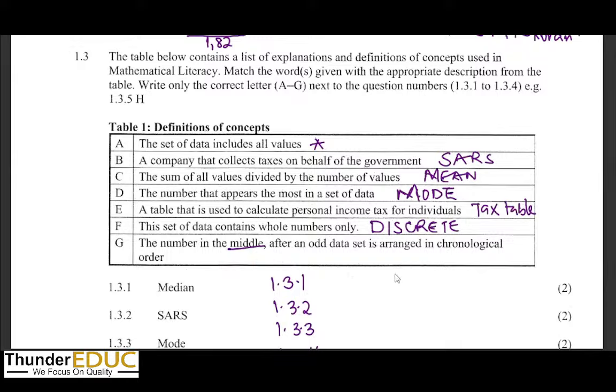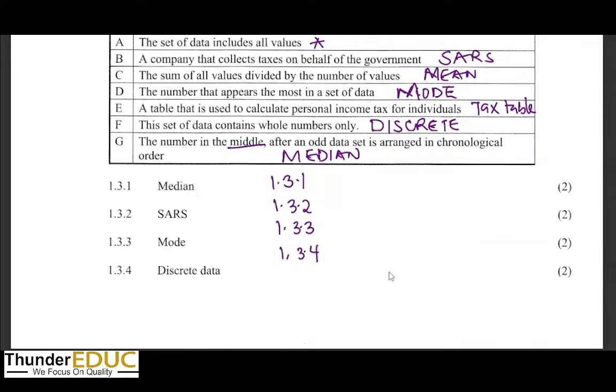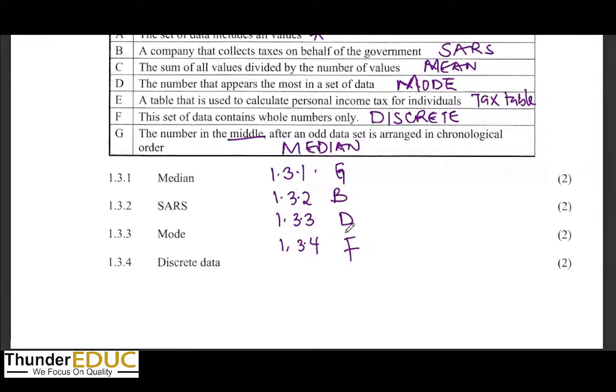Median. So here we go. Median, we've already seen it. The answer here is supposed to be G. Sals is supposed to be B. Mode, the number that appears most, is supposed to be D. And then discrete data is supposed to be F. This is how you're supposed to answer it.